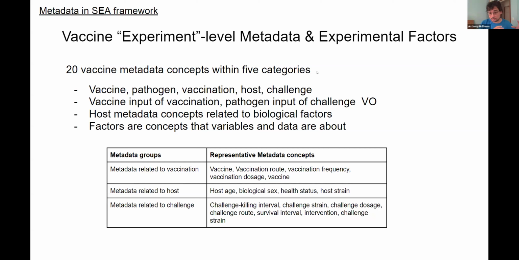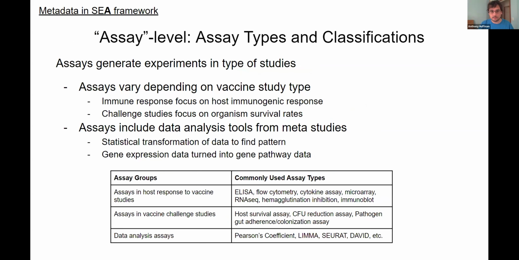And that means we could group the vaccination process and the challenge process for the different intervals, and then we have the host metadata, which is the biological factors which are relevant to both the vaccination and the challenge step. In these cases, whatever factors are mentioned on the study level are going to correspond to the different variables and data that the study is about.